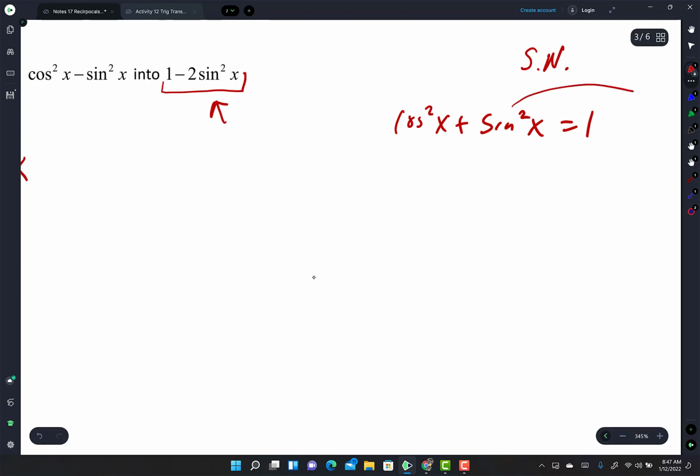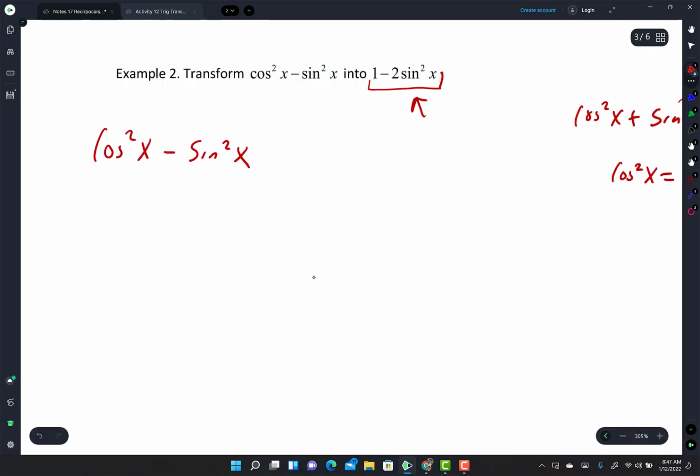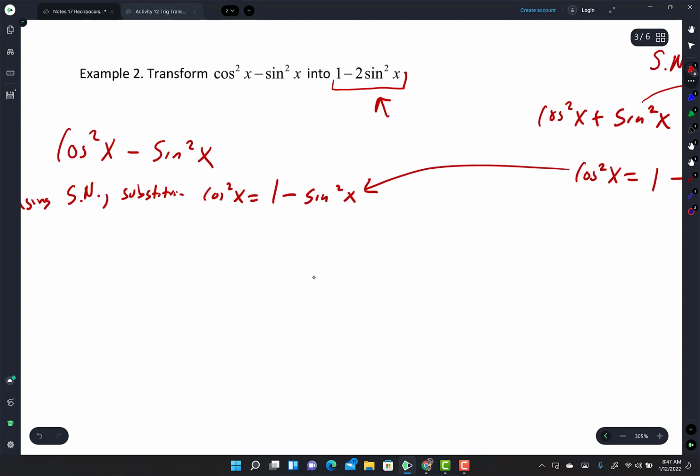So I'm going to move that sine squared to the right. From my side note, I can say that cosine squared x is equal to 1 minus sine squared x. Does that make sense to you guys? Perfect. Then for good notes, I'm going to come over here and write, using side note, substituting cosine squared x equals 1 minus sine squared x. I'm just rewriting this statement right here.